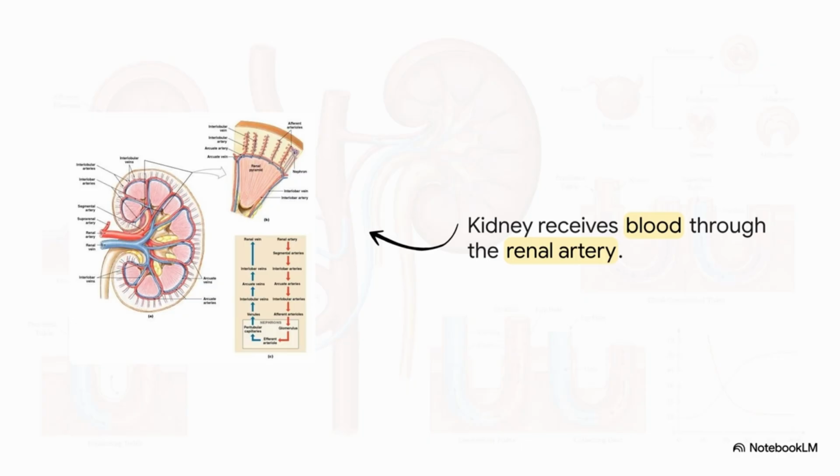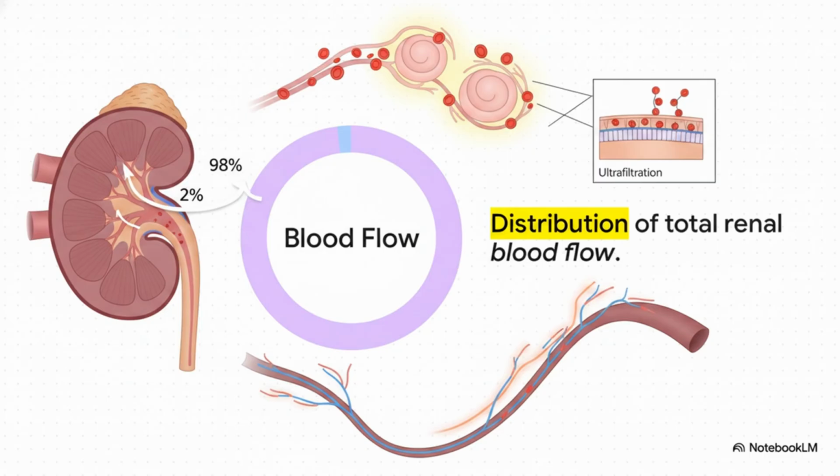From there, it branches out intricately, going from segmental to interlobar to arcuate, and finally to the interlobular arteries. This tree perfectly routes the blood up toward the outer rim of the kidney, precisely feeding each and every one of those individual afferent arterioles we just talked about. So where exactly does all that blood go once it's inside? This is another crucial physiological concept to lock in. 98% of total renal blood flow goes strictly to the renal cortex, while a measly 2% goes to the renal medulla. Why such an extreme unbalanced split?